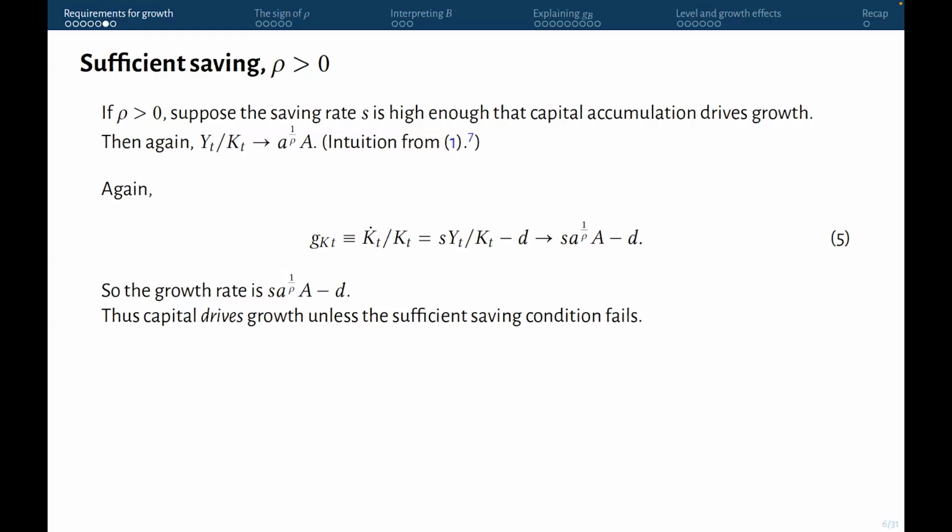The algebra of that is exactly as it was before. And we'll be seeing that capital accumulation drives growth unless the sufficient saving condition fails, in which case you've got to make up for the fact that you don't have any capital by just having labor do the work itself, hopefully efficiently with high P.